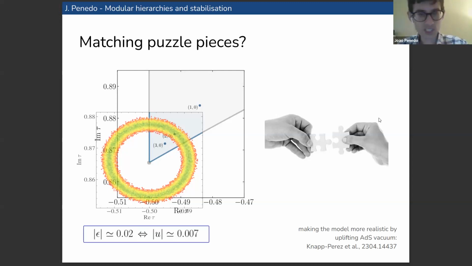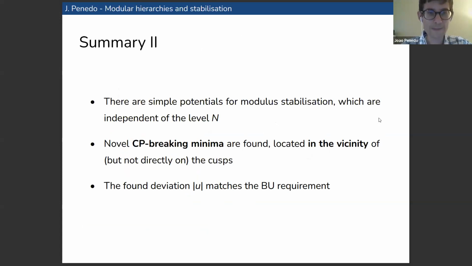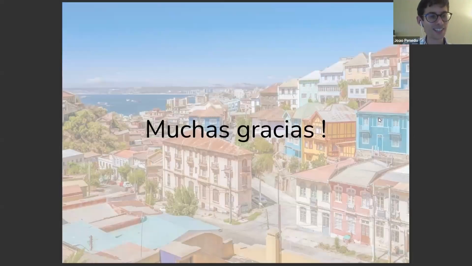And now I'm seeing that I am basically out of time, so let me just summarize that in this second paper, we looked at simple potentials for the modulus stabilization, finding new CP breaking minima, which are not at the cusp, but in its vicinity, matching the sizes that we wanted for the phenomenology. So thank you very much for your time and attention. Please let me know if you have some questions.